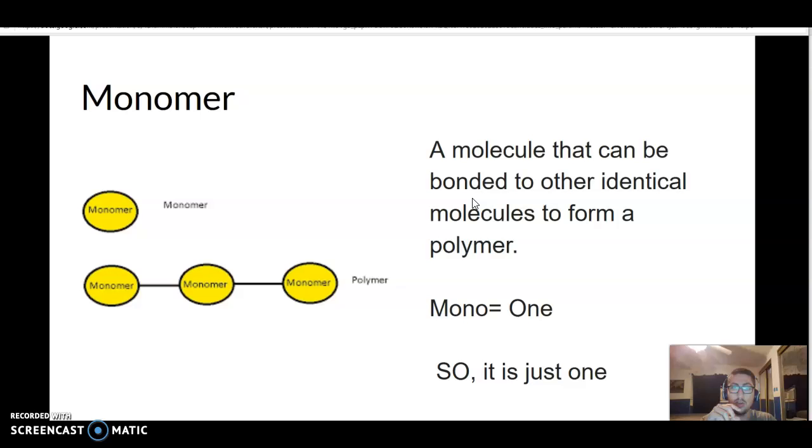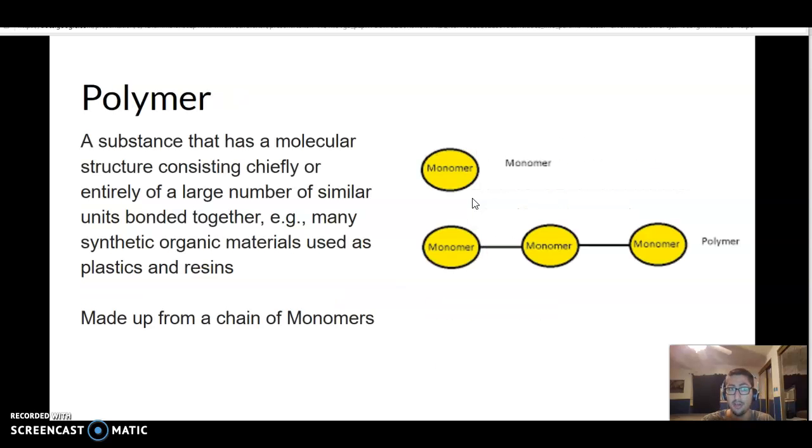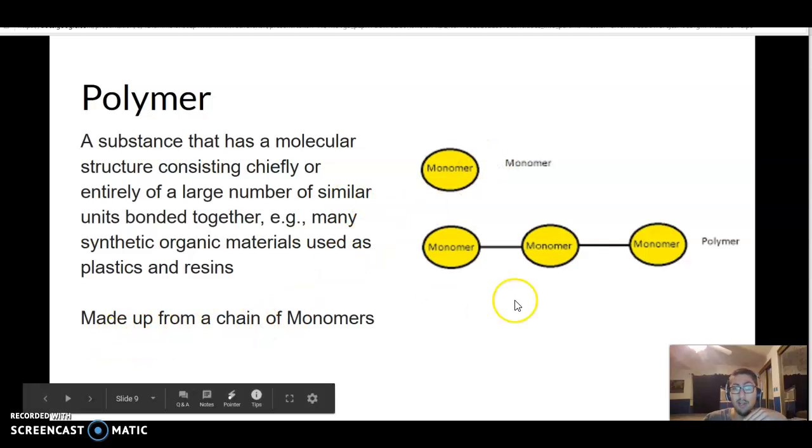That by itself is a monomer. It could connect to another one of itself, but within itself, that's just one. It's a monomer. So what's a polymer, right? A polymer is multiple monomers linked together. So that's the difference. A monomer is just one, and a polymer is made up of multiple, many.